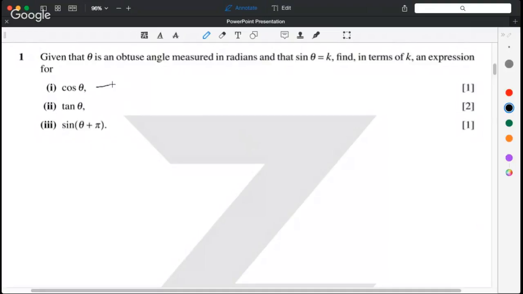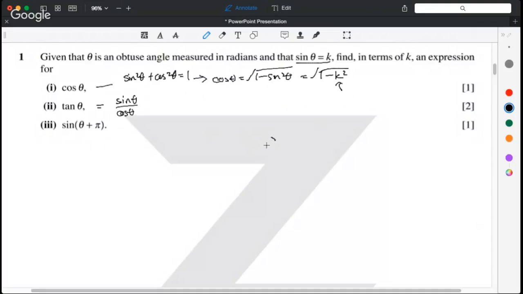So, for example, for this one, you need to use the identity that sine squared theta plus cosine squared theta is equal to 1. And if you solve for cosine theta, you get that cosine theta is equal to the square root of 1 minus sine squared theta, which is the square root of 1 minus k squared. Tan theta is the same. What does tan theta equal? Well, it equals sine theta over cosine theta. And you already know what sine theta and cosine theta are in terms of k. They've given you one, and here's the other. So that's very easy for you.